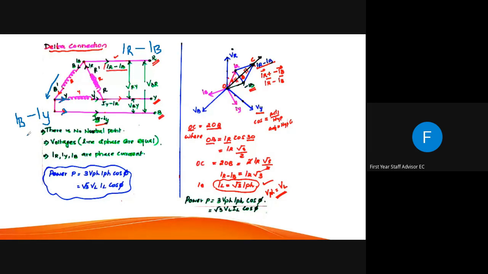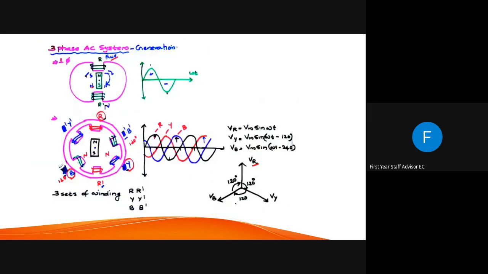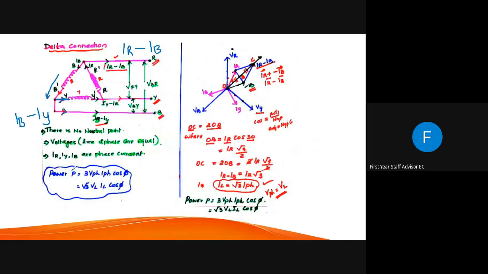Okay, now let us do the derivation. It is very easy, similar to the previous one. Since we can directly write VL equal to VPH, that is, line voltage is equal to phase voltage.